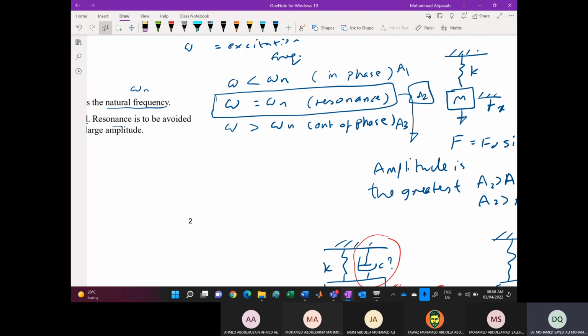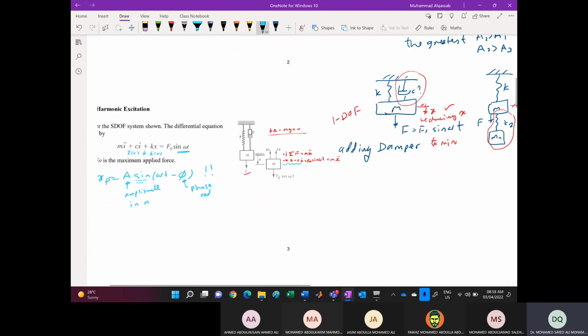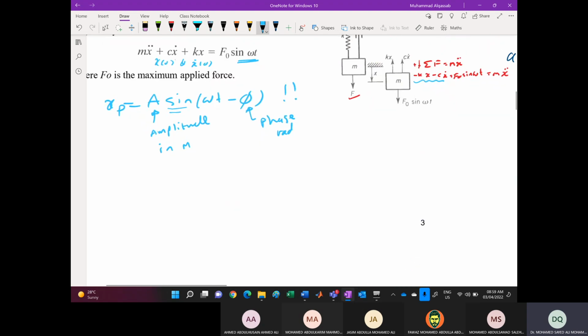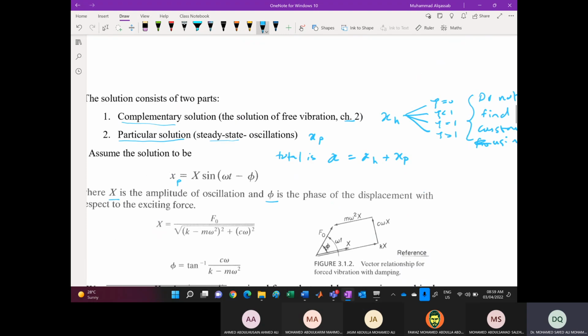Okay, it will change with time, but it will be periodic. You will see it is repeating itself. So you take the peak, that is the amplitude, the maximum. Okay, so when we talk about amplitude, we will talk about A or X. I called it A here. He called it X. Okay, we will call it X.